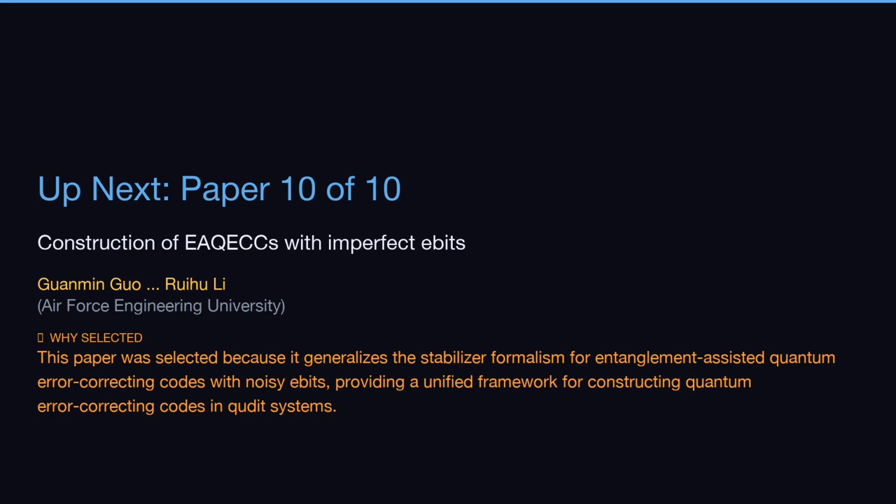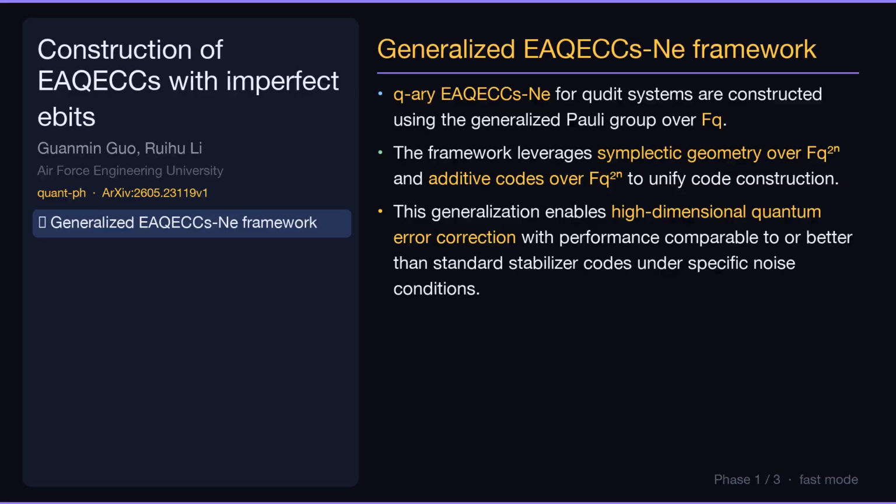Let's break down its key contributions. Contribution 1. Generalized EAQECC framework. Q-ary EAQECCs for qubit systems are constructed using the generalized Pauli group over F_q. The framework leverages symplectic geometry over F_q^2 and additive codes over F_q^2 to unify code construction. This generalization enables high-dimensional quantum error correction with performance comparable to or better than standard stabilizer codes under specific noise conditions.